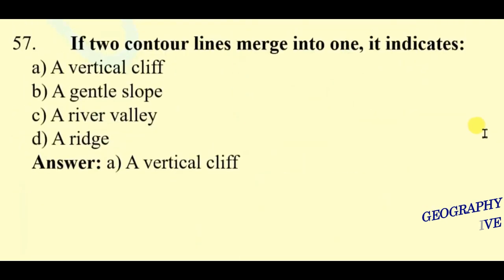Question 57. If two contour lines merge into one, it indicates a vertical cliff, a gentle slope, a river valley, a ridge. Here the right answer will be a vertical cliff. It means that at the same place there is high altitude, that is, relative relief is high, which shows the cliff, where the vertical elevation is more.